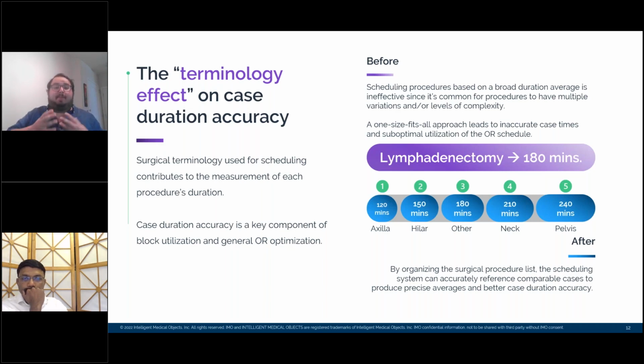So how is this affected by terminology? Well, in many instances, a surgical dictionary may have only one procedure name that is used for every variation of that surgery. We're going to dive a little bit deeper into this example of lymphadenectomy, but this is one where we could call it out, where this is a very broad procedure term that really doesn't represent clinically what is going on in the OR.